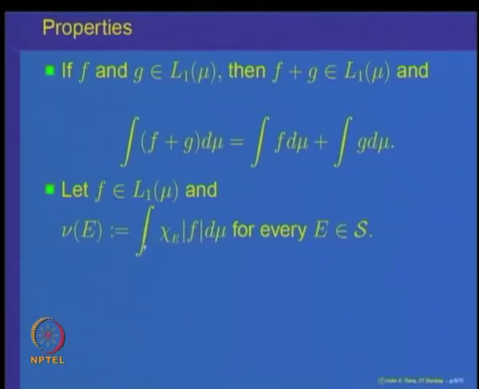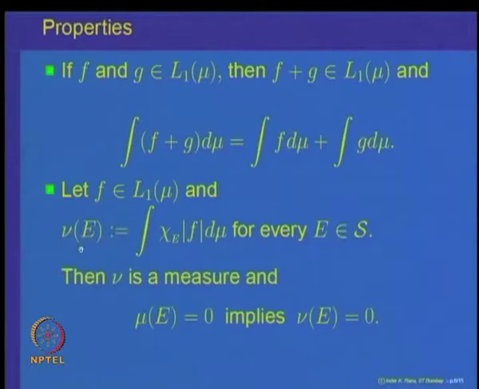So, nu of E is going to be always a finite quantity. So, the claim is nu is a measure, in fact a finite measure, and it has the property that mu of E equal to 0 implies nu of E equal to 0. So, whenever a set E has got mu measure 0, the measure nu also is going to be equal to 0. And this basically follows from the properties of the integral for non-negative functions, because if f is integrable, then mod f is a non-negative measurable function and its integral is a finite quantity.